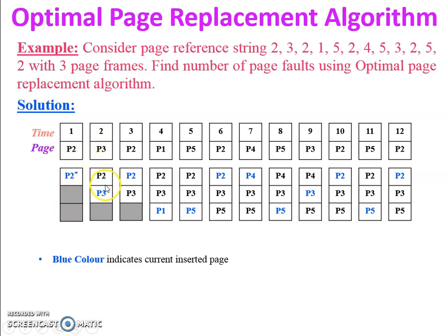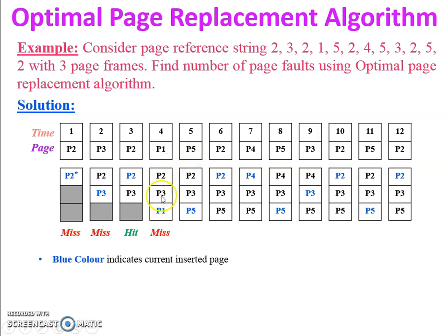Second is P3, and P3 is inserted. Why is P3 blue? Because it is the currently inserted page, as the page frame is empty. In both of the first two initial scenarios the page is not available, so there is a page miss, or we can say a page fault. Now at the third time slot P2 comes and P2 is already available, so it is a page hit. Fourth is P1. There is one empty slot in the page frame, so P1 is directly stored in the third place, and it is a page miss because P1 is not available.